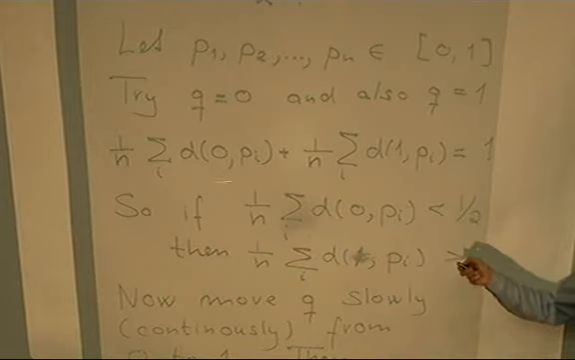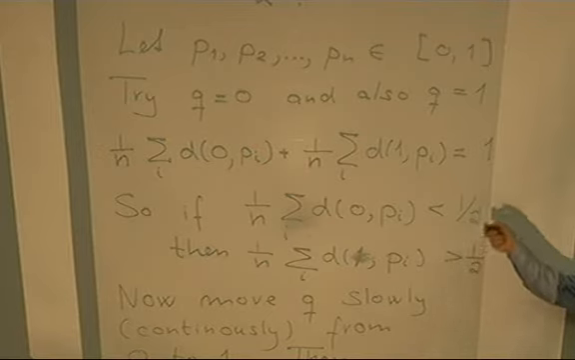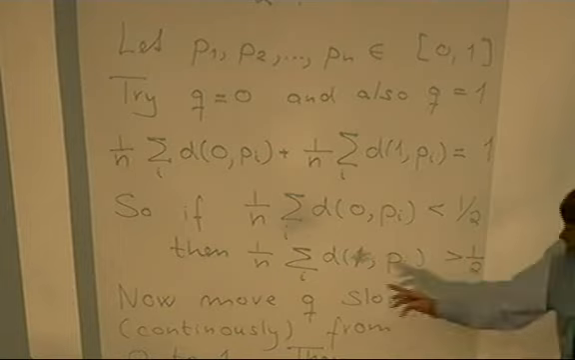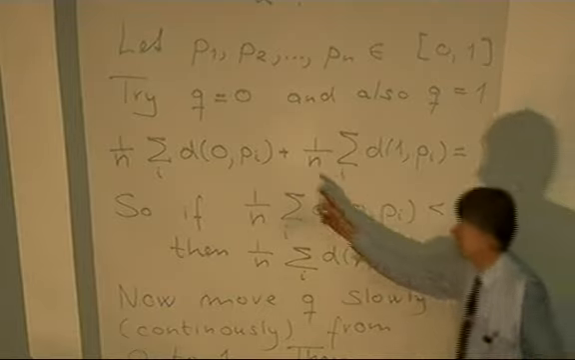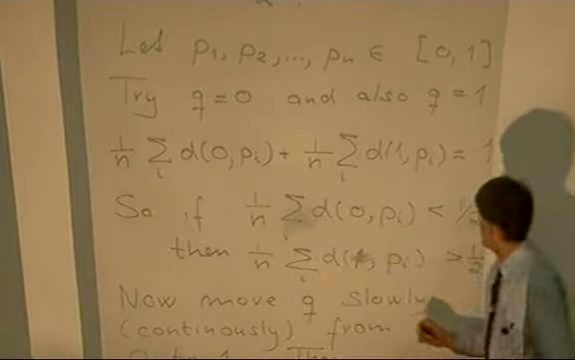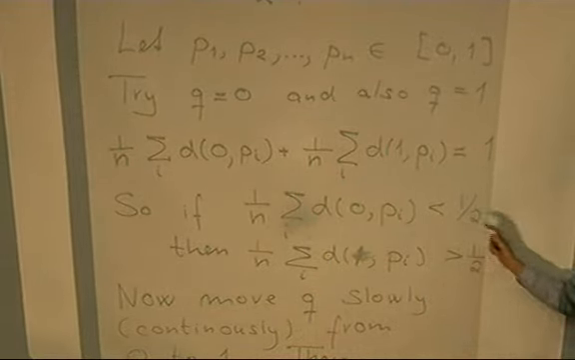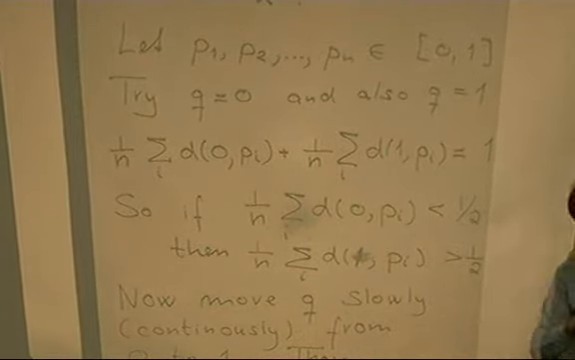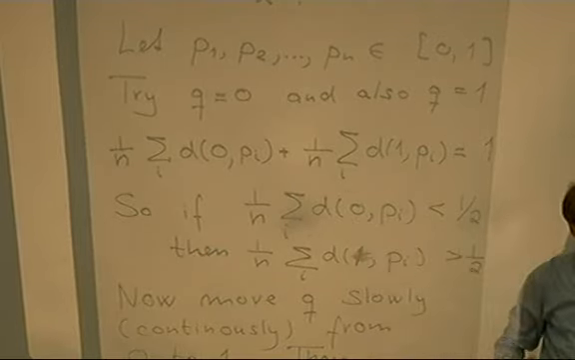But this means that if this one here is smaller than a half, then this one must be bigger than a half. Okay, but now I start letting Q be 0, and I move Q slowly, continuously from 0 to 1. At the beginning, the average distance is smaller than a half by this inequality, and at the end it's greater than a half. So somewhere in between, it must be precisely a half by continuity, because this metric function is a continuous function.